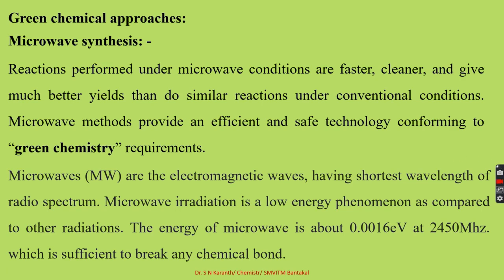Microwaves are electromagnetic waves having the shortest wavelength of the radio spectrum. They possess low energy compared to other radiation, and that energy is sufficient to break the chemical bond. The energy of microwave is about 0.0016 electron volt at 2450 megahertz, which is sufficient to break any chemical bond.